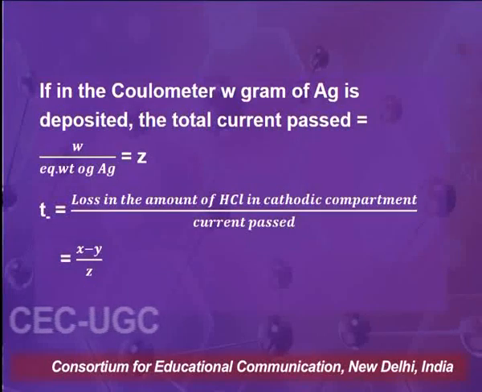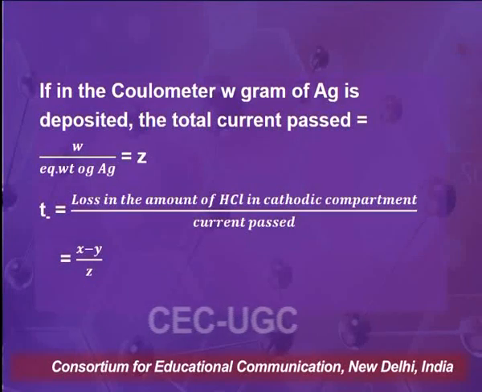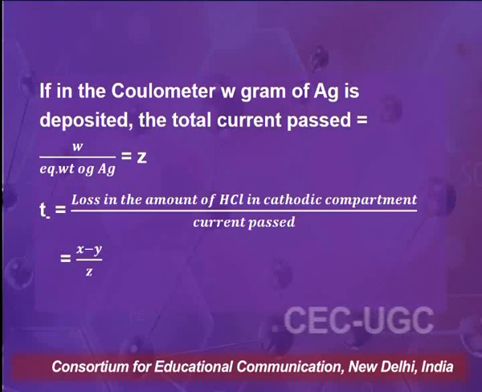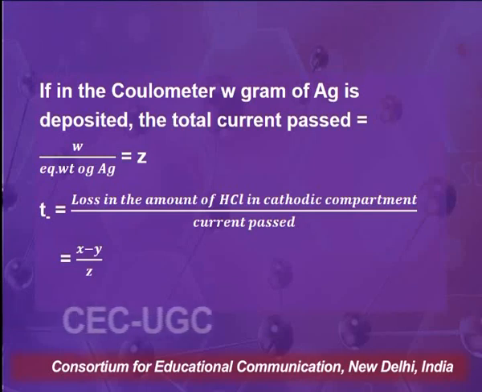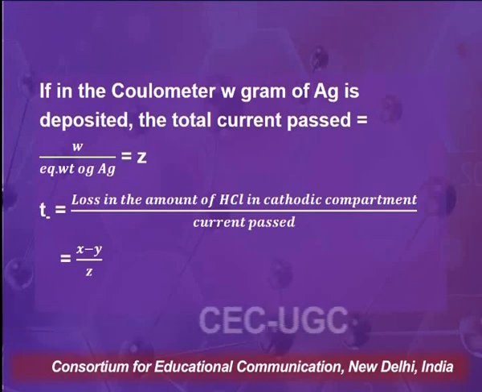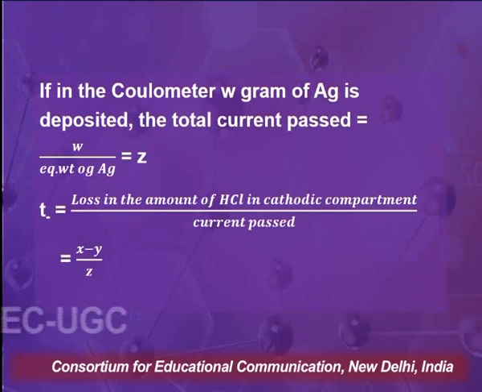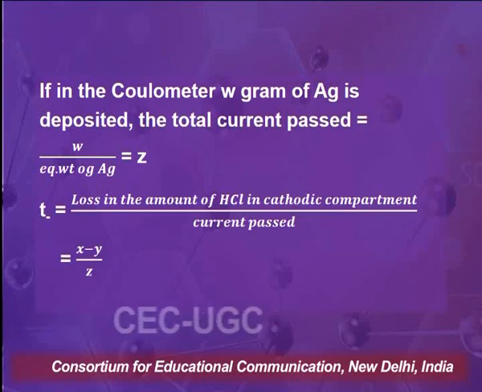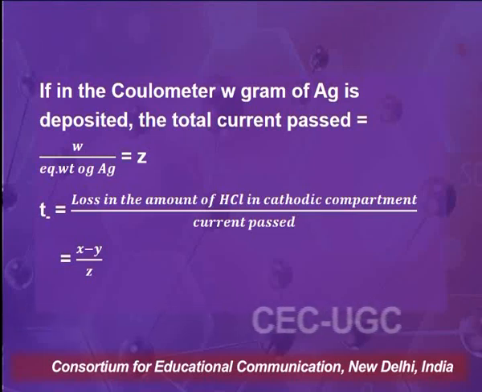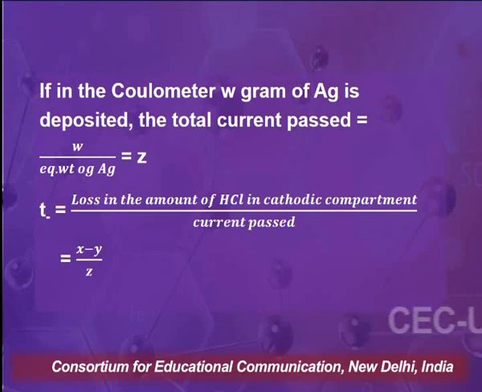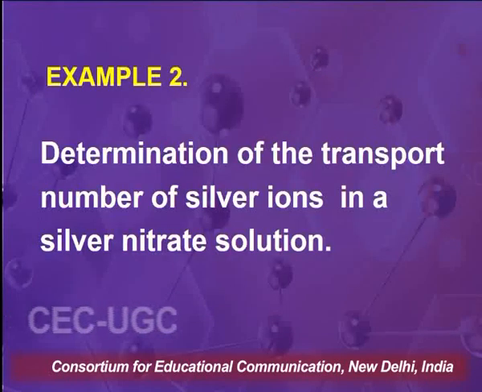If in the coulometer W grams of silver is deposited, the total current passed will be equal to W divided by equivalent weight of silver, which is equal to Z. T minus, according to Hittorf's rule, is equal to loss in the amount of HCl in cathodic compartment divided by total current passed, which is equal to X minus Y divided by Z.